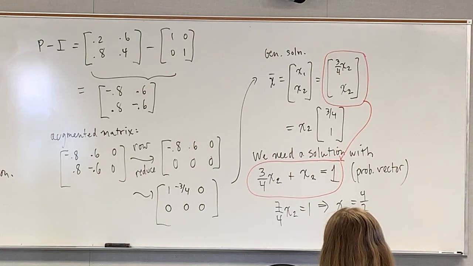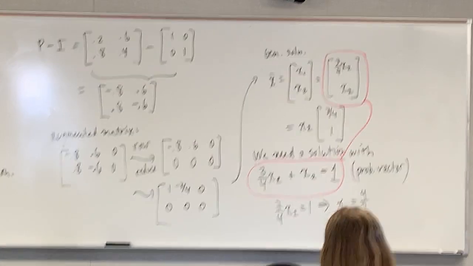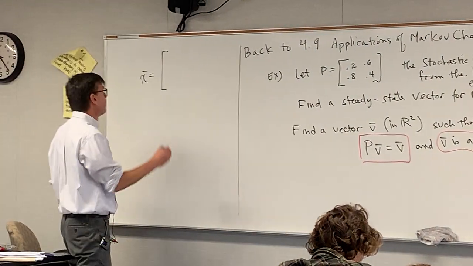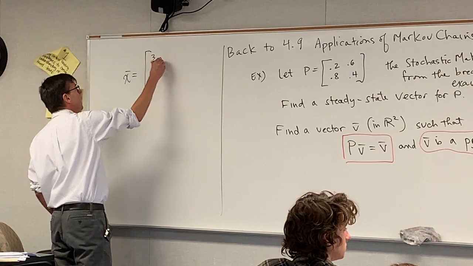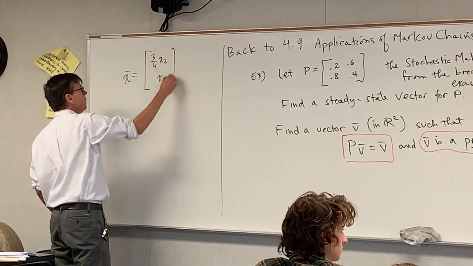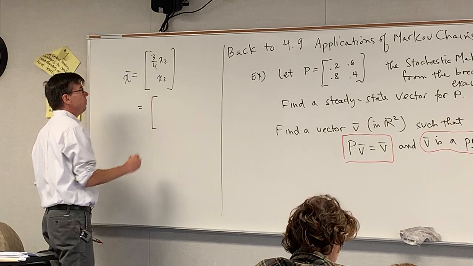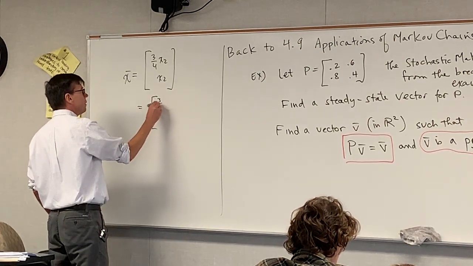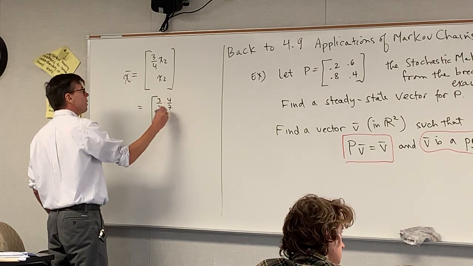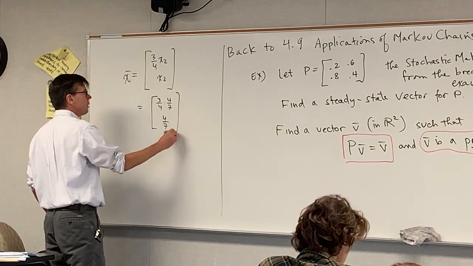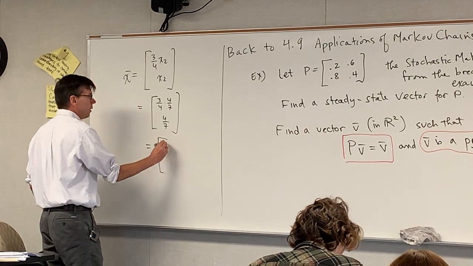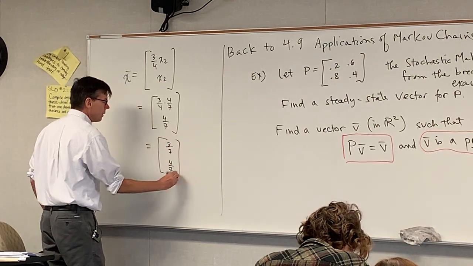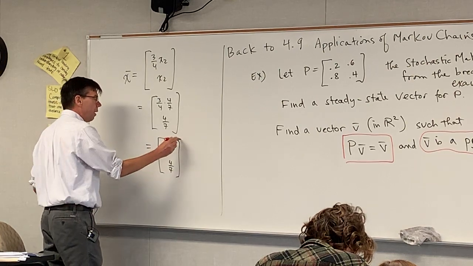I guess we don't need x1. We can just say x, which was 3/4. x2 is going to be 3/4 times 4/7, which is 3/7, 4/7. That's the answer. There's only one probability vector.